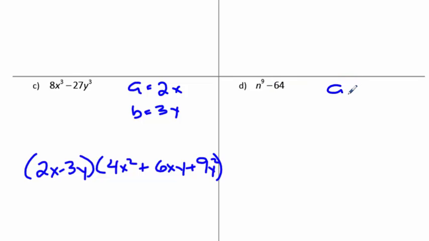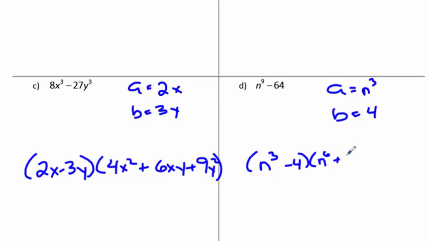In part D, a is going to be whatever you need to cube to get n to the 9th. That's going to be n cubed, and b is going to be 4, since 4 cubed is 64. This is going to factor into n cubed minus 4 times n cubed squared, or n to the 6th, plus 4n cubed, plus 4 squared is 16.